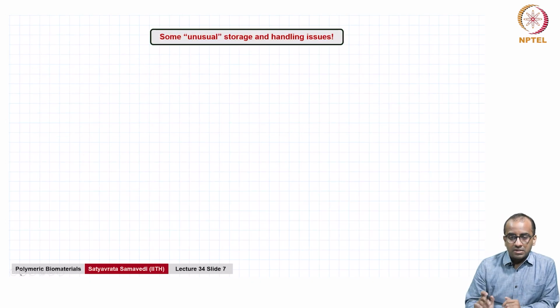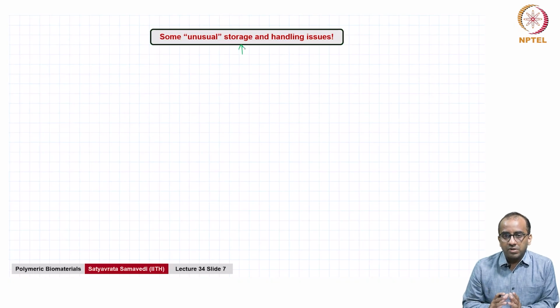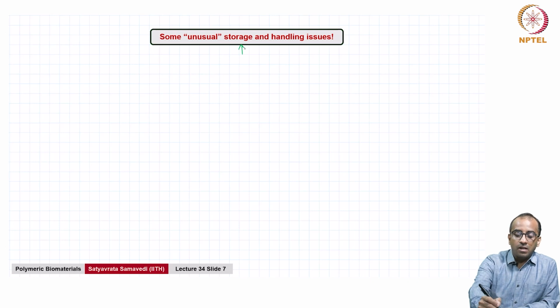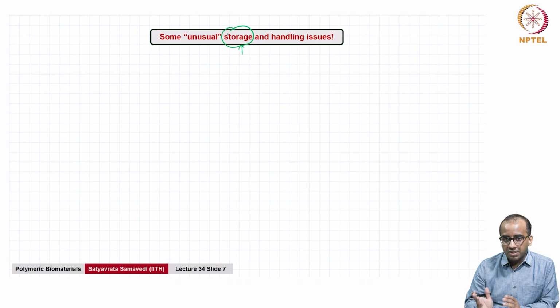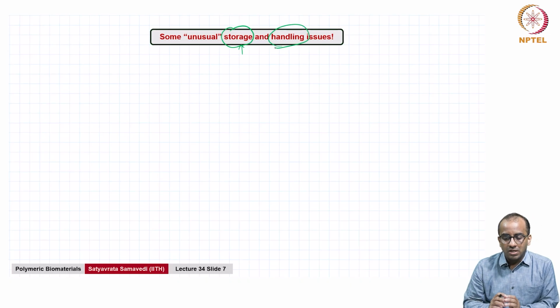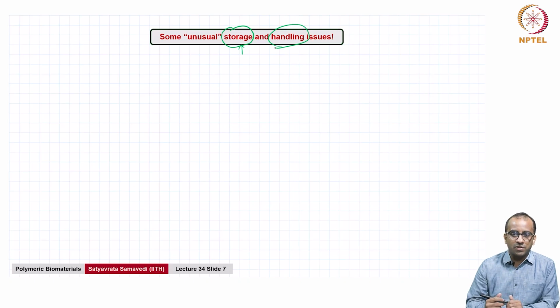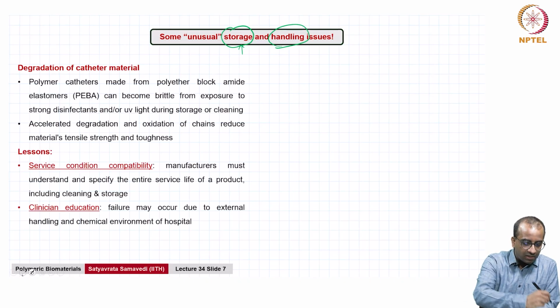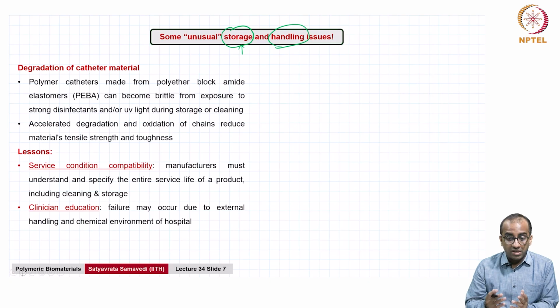Now, what we will look at is two quick examples of case studies where some unusual issues can occur because of storage and handling issues. Essentially, you can have either inappropriate storage conditions leading to performance issues in the implant or the device, or you can have handling issues during implantation. These at face value may not seem like they are significant issues, but they can have very severe consequences for the performance of the material or the device. So, we will first look at the performance or the issues associated with storage and its effects on performance.